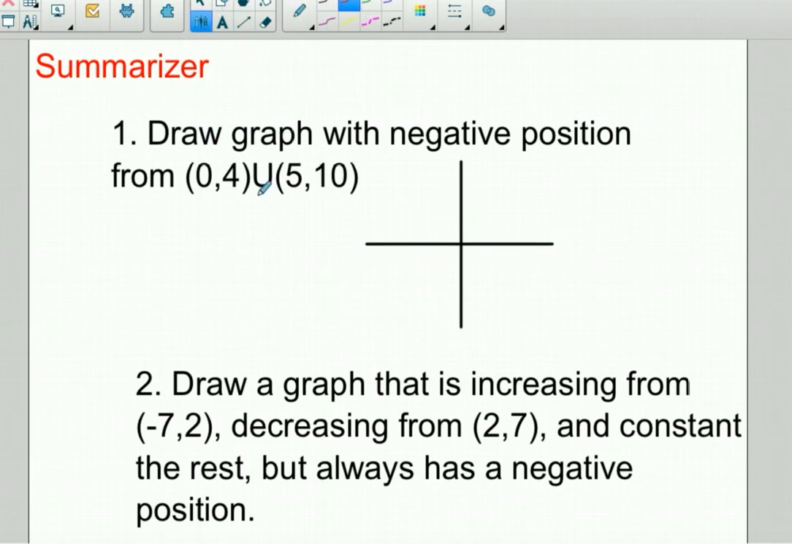All right, so if you draw the first one, it's negative position from 0 to 4. So essentially 0 and 4 can be x-intercepts. And then 5 to 10, something like that. So it's going to be positive. I could just make it look like a polynomial. And then negative position from 0 to 4. So now it's negative from 0 to 4. Slide back up and then go back down between 5 and 10. That's a typical graph. Yours could have looked very different, but just be able to see the negative position from that.